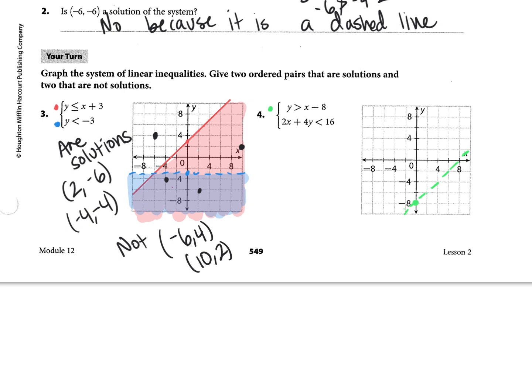And it is shaded above with that greater than symbol. Now remember, these lines go on forever, and so do these shaded regions. So just because we only have a little portion of the graph, it can continue on infinitely out in both directions.